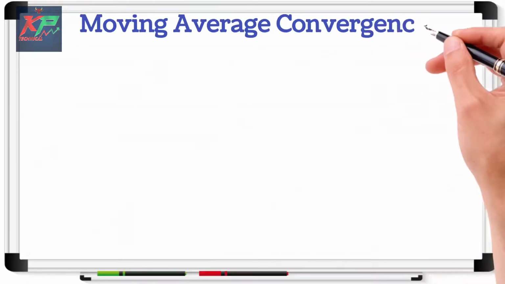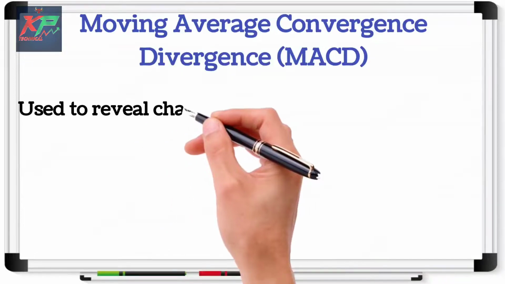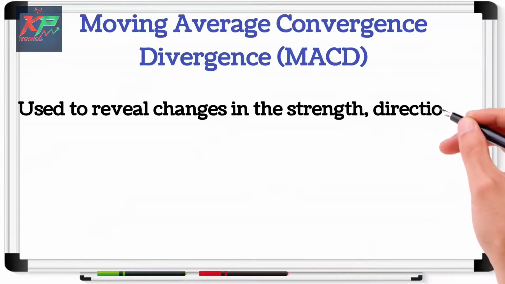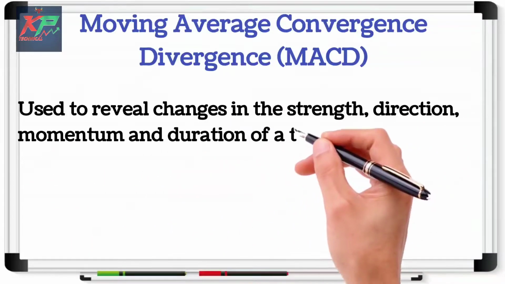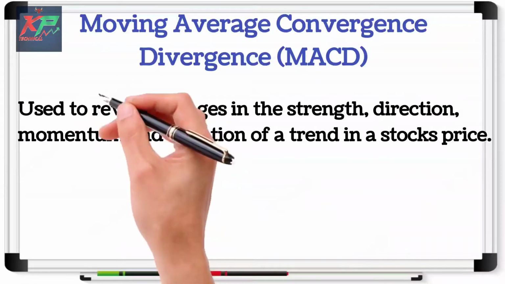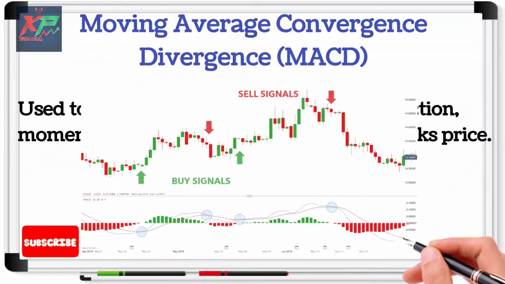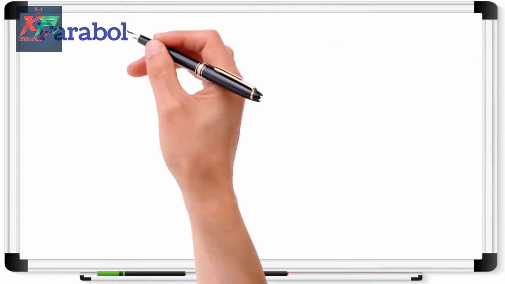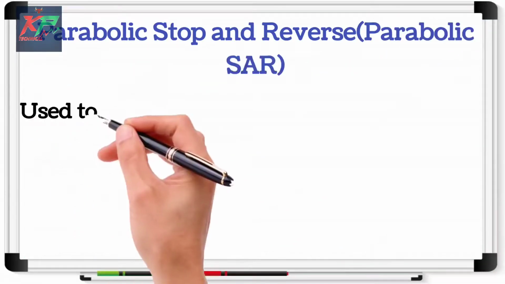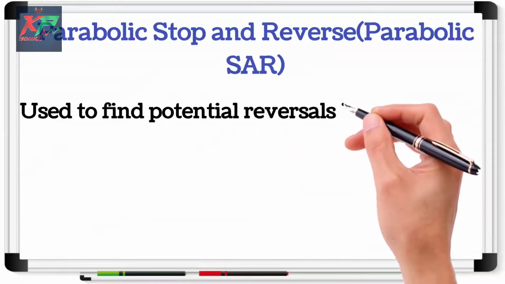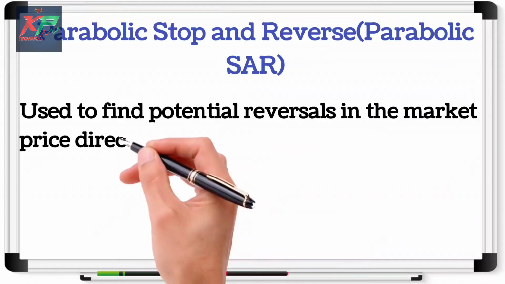Moving average convergence divergence, MACD, is used to reveal changes in the strength, direction, momentum and duration of a trend in a stock's price. Parabolic stop and reverse. Parabolics are used to find potential reversals in the market price direction.